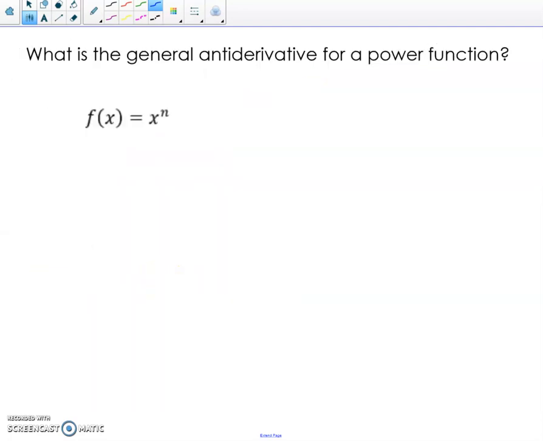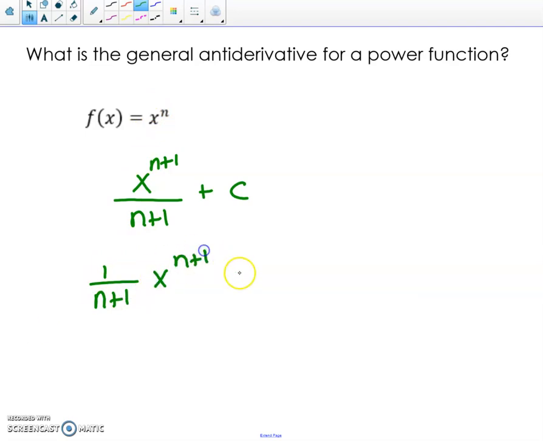So this is the power rule, or the reverse of the power rule. The general antiderivative for a power function is to increase the exponent by 1. So if the exponent is n, any exponent, we're going to increase it by 1, and then divide by that new exponent, n plus 1, and then we have a plus c. Since there's a 1 in front of the x, we could also write this as 1 over n plus 1 times x to the n plus 1 plus c. Either of these two would work, and they are the same thing.